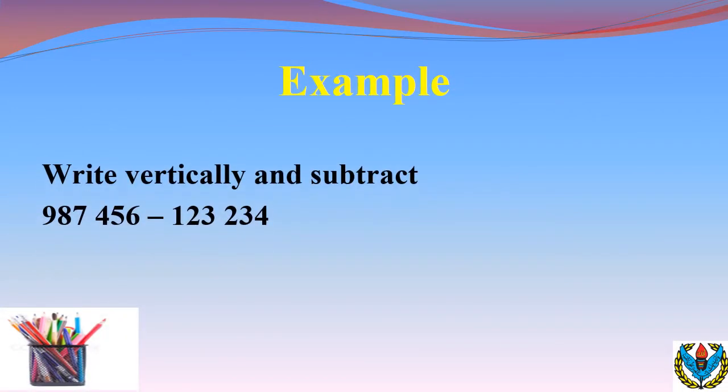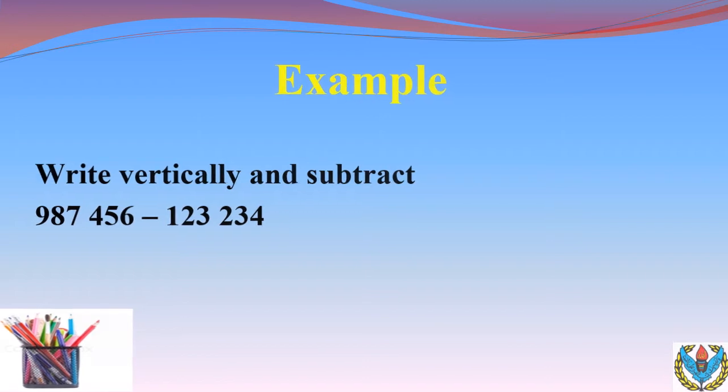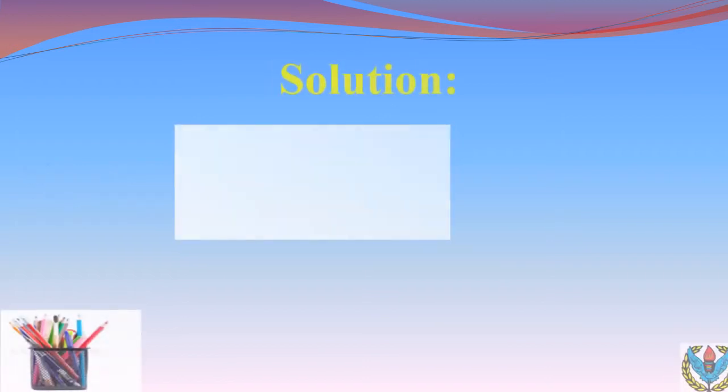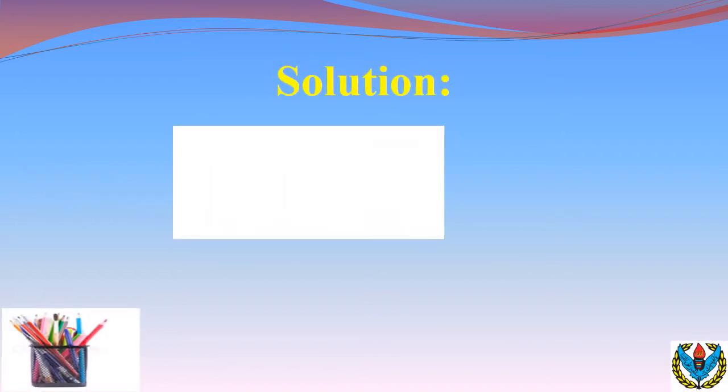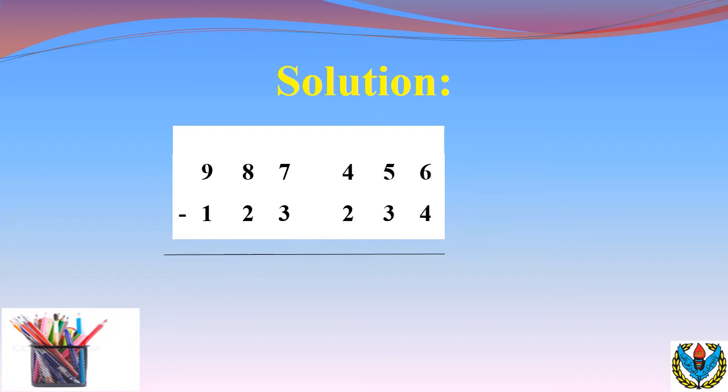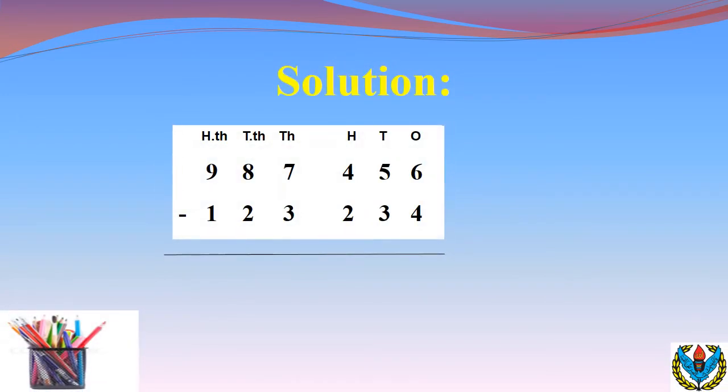In this example, we have to write these two numbers in the vertical form and then subtract these two numbers. First of all, we will write the numbers in the vertical form. The smaller number will be written below the bigger number and then we will start subtraction from the ones column. In the ones column, these are 6 and 4. 6 minus 4 is equal to 2, which will be written in ones column.